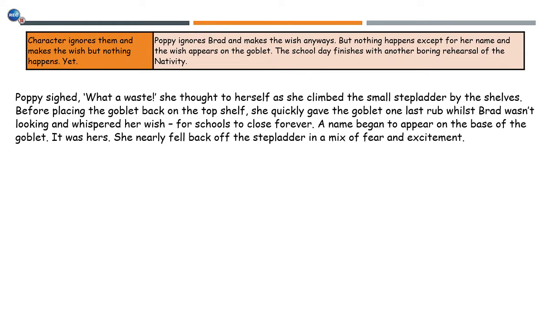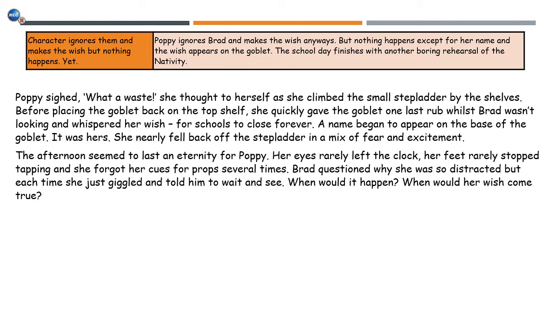So here's mine. Poppy sighed. What a waste, she thought to herself as she climbed the small stepladder by the shelves. Before placing the goblet back on the top shelf, she quickly gave the goblet one last rub whilst Brad wasn't looking, and whispered her wish. For schools to close forever. A name began to appear on the base of the goblet. It was hers. She nearly fell back off the stepladder in a mix of fear and excitement. The afternoon seemed to last an eternity for Poppy. Her eyes rarely left the clock, her feet rarely stopped tapping, and she forgot her cues for props several times. Brad questioned why she was so distracted, but each time she just giggled and told him to wait and see. When would it happen? When would her wish come true?